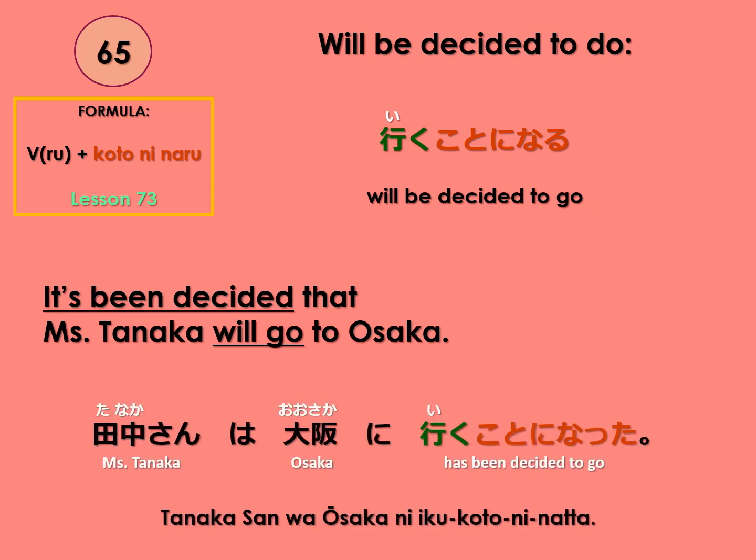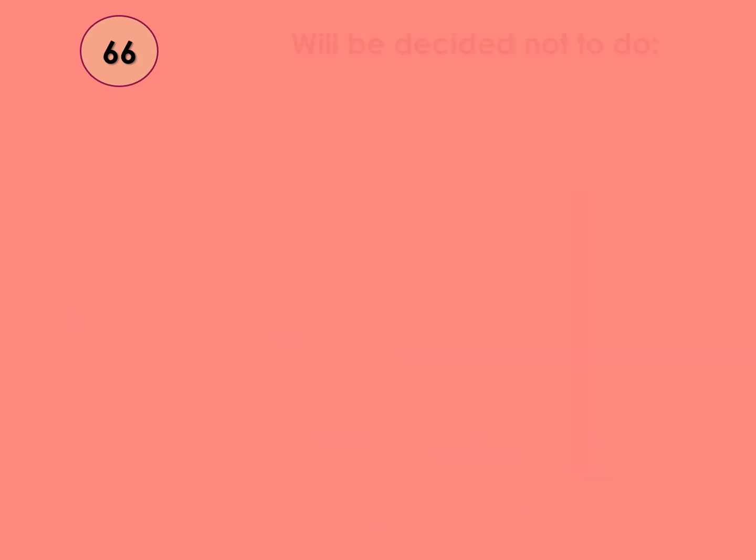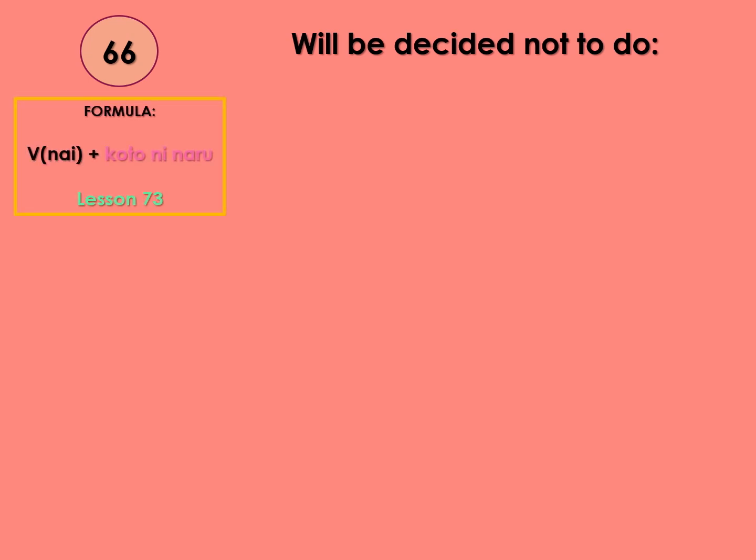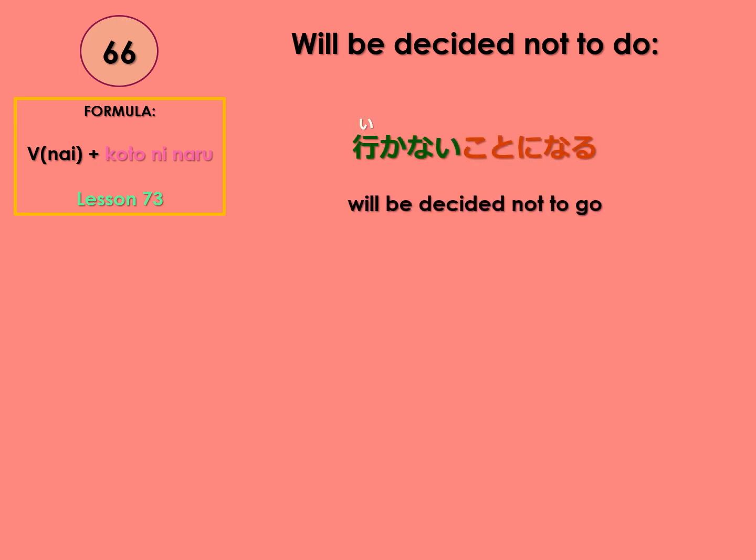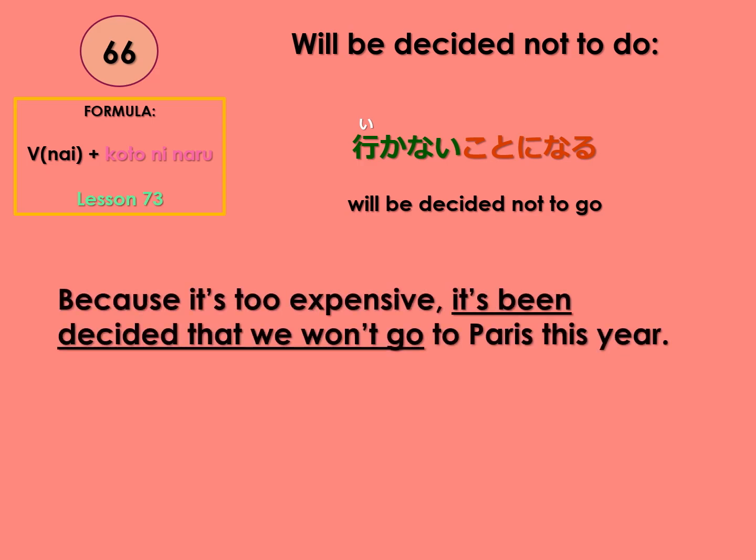田中さんは大阪に行くことになった。66番 Be decided not to do. ないことになる。Also lesson 73. Will be decided not to go. 行かないことになる。Because it's too expensive, it's been decided that we won't go to Paris this year.